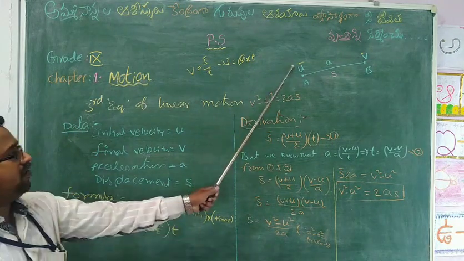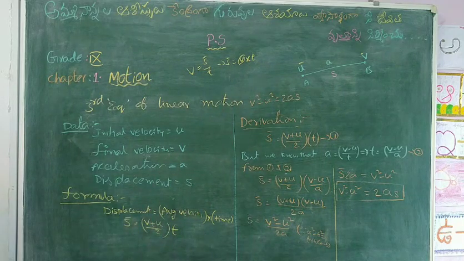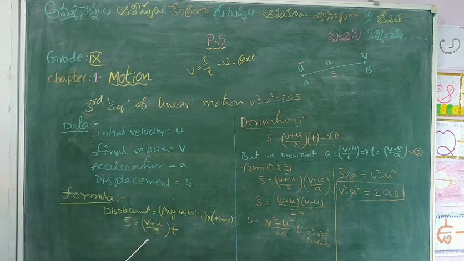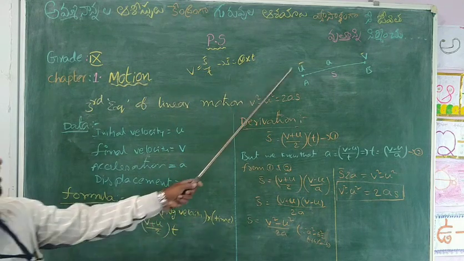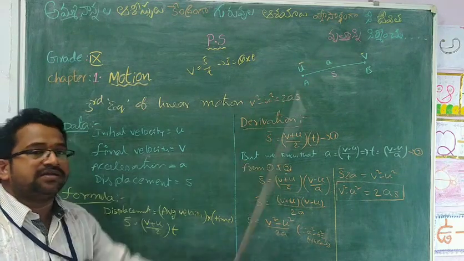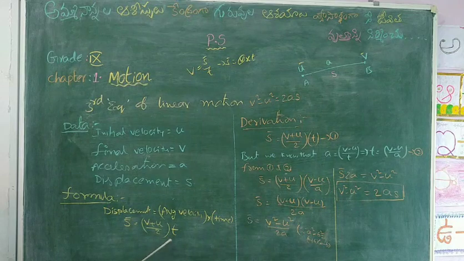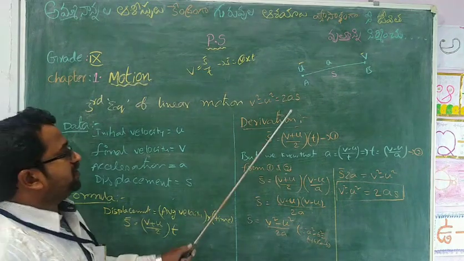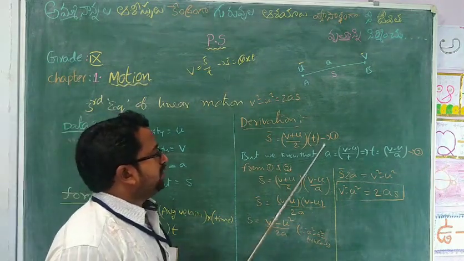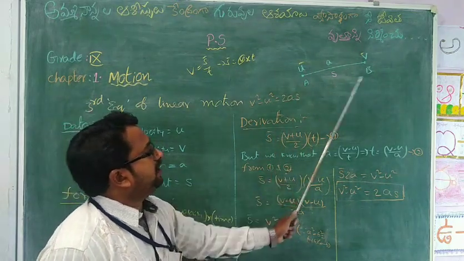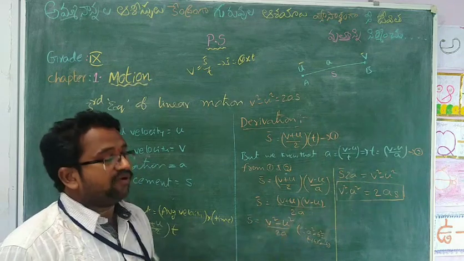For that, the data that we have, you write here. And what is the formula of displacement? Velocity is equal to displacement by time, and displacement is equal to velocity into time. But here, we do not have a single velocity. Different velocities are there. So, you have to take average velocity. So, I am going to take average velocity into time. But in the derivation, there is no t. So, t should be expressed in these variables. Whatever variables you have in the data, you have to convert to those variables.